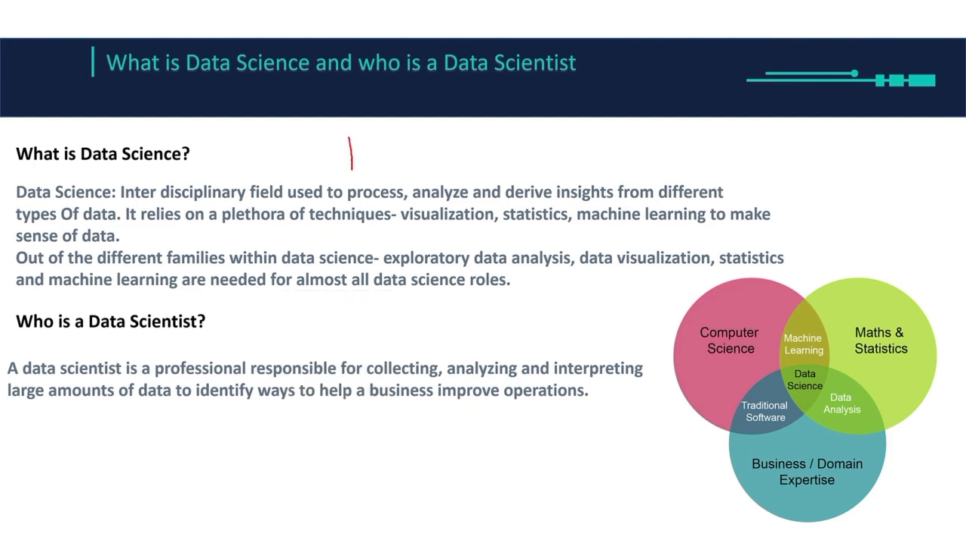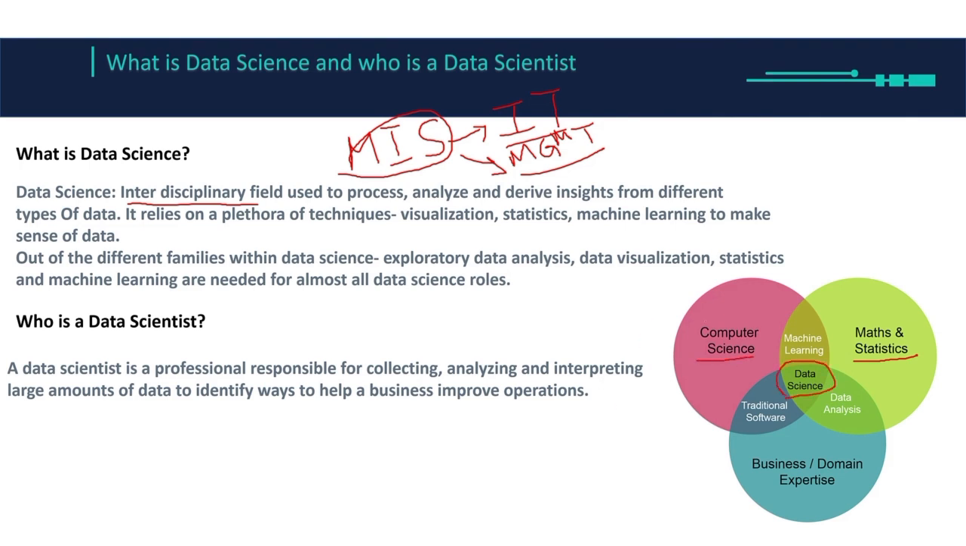MIS, which is Management Information System. Management Information System is also an interdisciplinary field that consists of IT and management. So you combine management and IT, you get MIS. Same thing here in data science. If you combine all these majors or fields, you get data science.